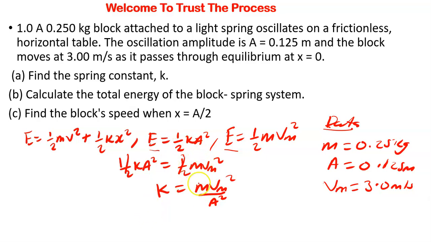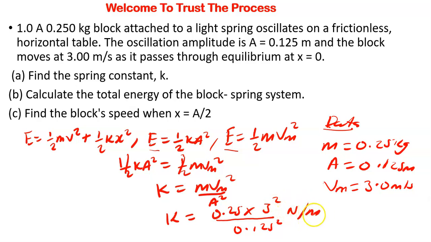From this expression you can clearly see that the spring constant is given by the mass, which has been given, multiplied by the maximum velocity squared, which has also been given, divided by the amplitude squared. So the spring constant will be equal to 0.25 multiplied by the maximum velocity, 3, squared, divided by the amplitude, 0.125 squared. And the units for this will be Newton per meter. That is your answer.